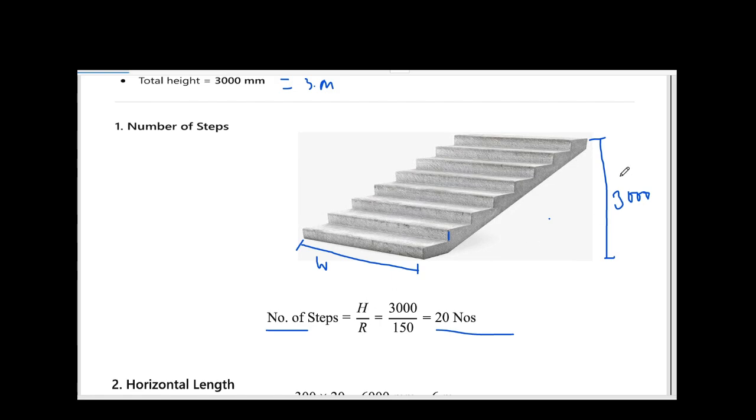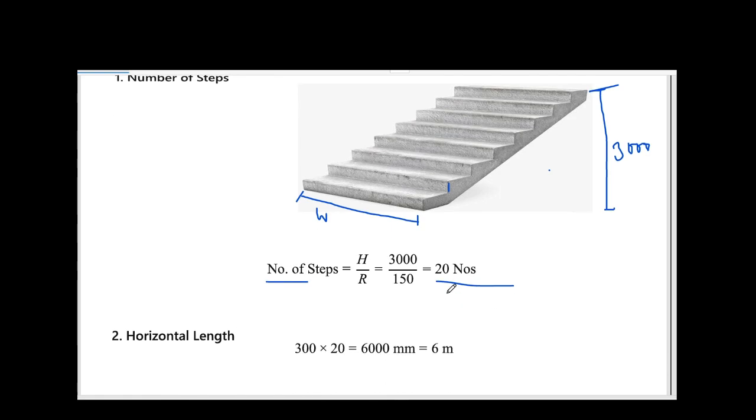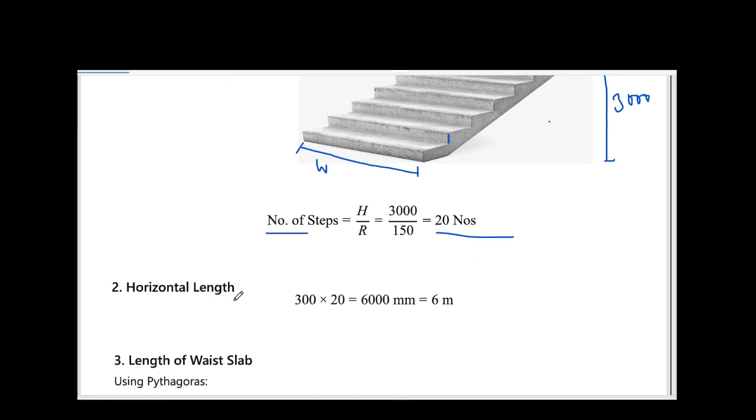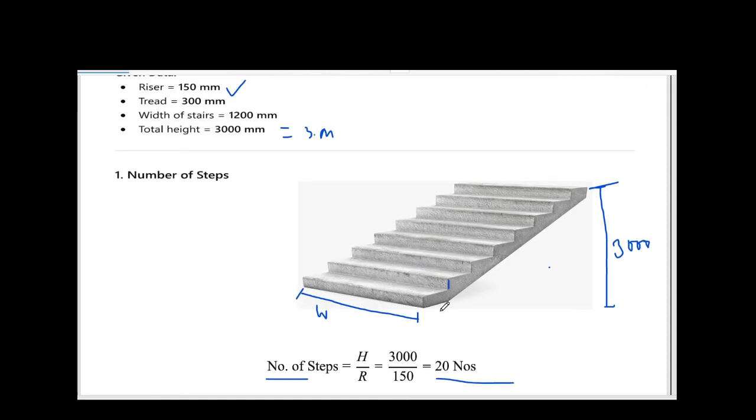That means the total height of the stair is given, and the height of the riser is given as 150. So here you are getting 20 steps. Now the horizontal length. What is the horizontal length here? This is the horizontal length.